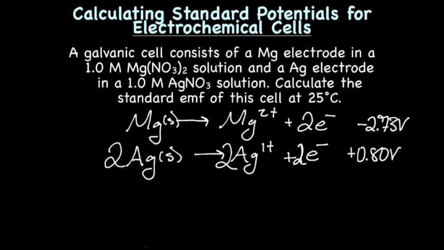So now, which one is oxidized? Sorry, let me take that back. Which one is oxidized? That is going to be the one that has the most negative potential, which in this case would be the magnesium. So this is the one that has been oxidized, or is the anode. And that means that the silver is being reduced, and thus is the cathode.